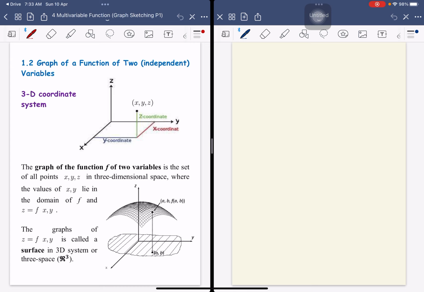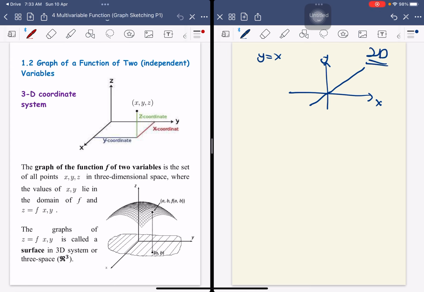Previously, when we talked about a function with a single independent variable, it's going to be a 2D graph. For example, if we have y equal to x, and we sketch in 2D with an x-axis and y-axis, then y equal to x is going to be a straight line like this. It's a 2D graph.